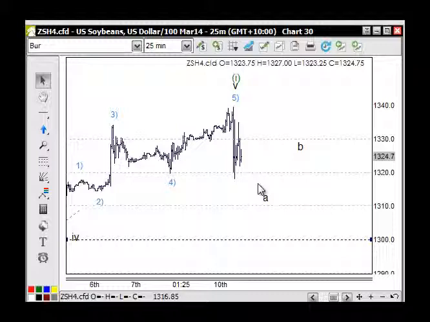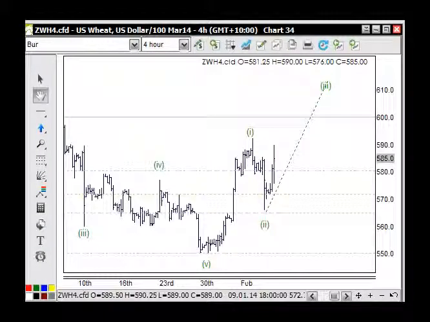So if the S&P 500 was looking to correct back into its B wave and ABC for the B wave, then the commodities can move in line with that as well. Okay, looking at wheat here.